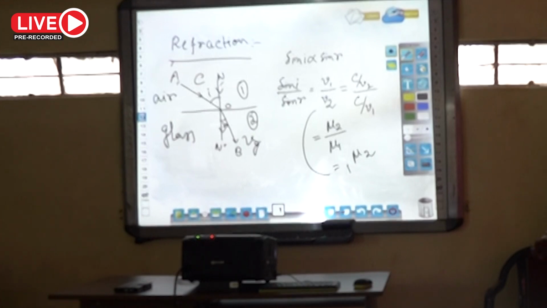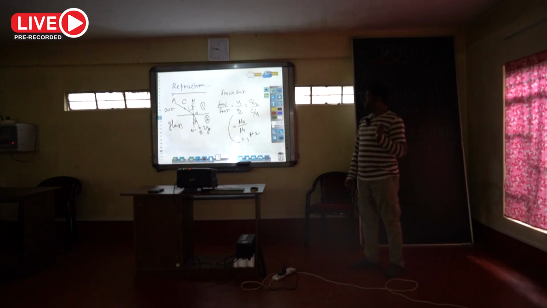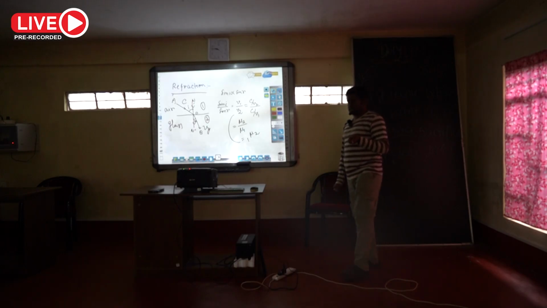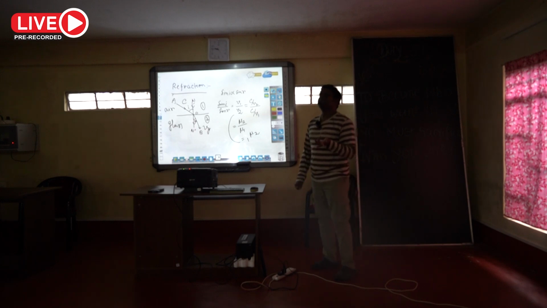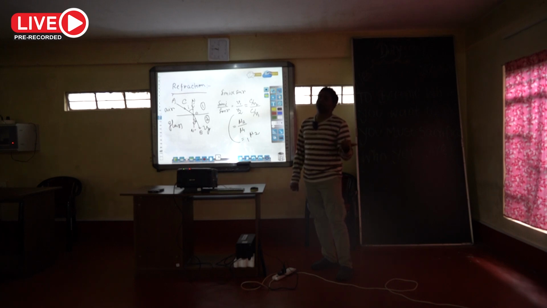Absolute refractive index means the refractive index of any medium measured with respect to vacuum or air. Now suppose medium 2 is glass and medium 1 is water. Then we call it relative refractive index, that is, the refractive index of medium 2 with respect to what? That is, the refractive index of glass with respect to water, like this.